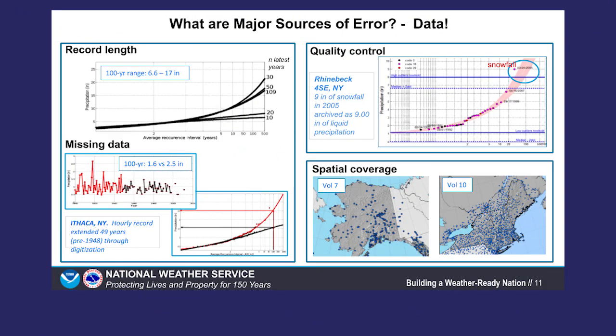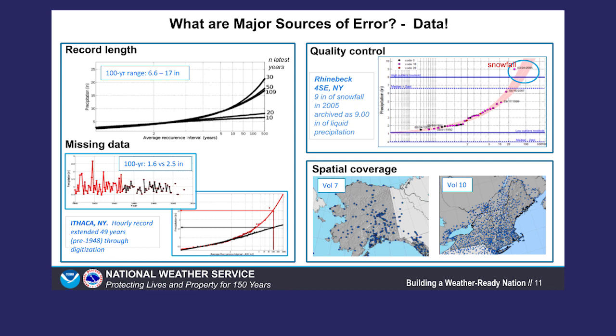The Atlas 14 process, or any other frequency analysis process, carries a lot of uncertainties. Data errors, station record length, and spatial coverage are a few examples of this uncertainty. In the top left figure, changing the record length can cause an at-station 100-year estimate to vary between 6.6 and 17 inches. The bottom left figure shows 1-hour AMS for Ithaca, New York.